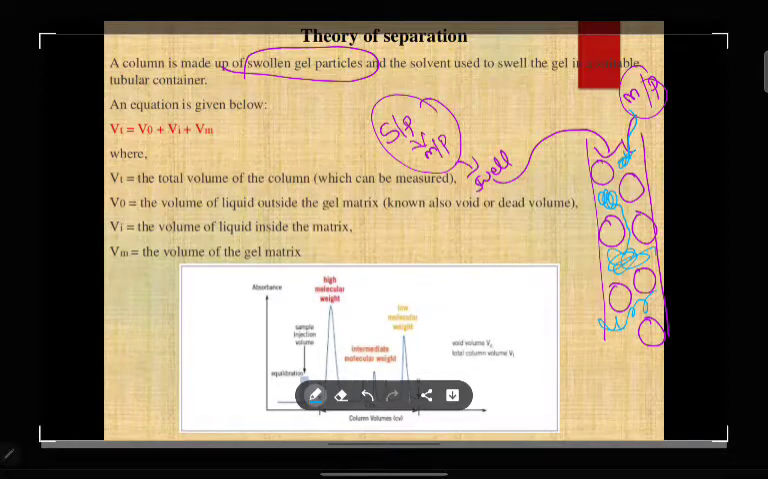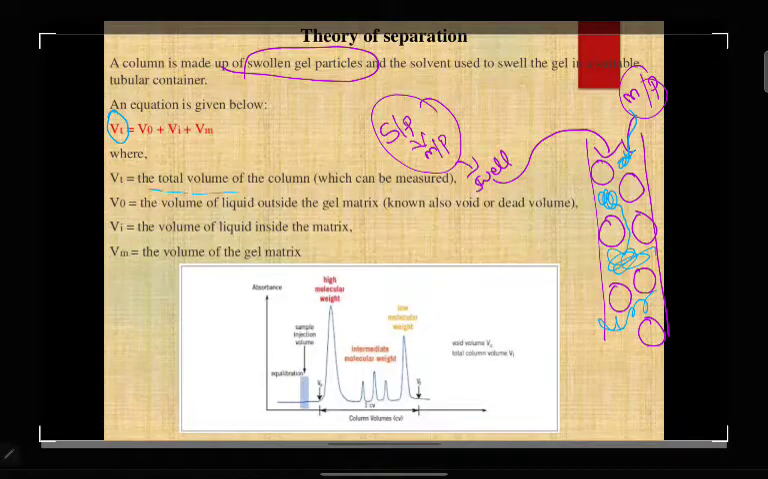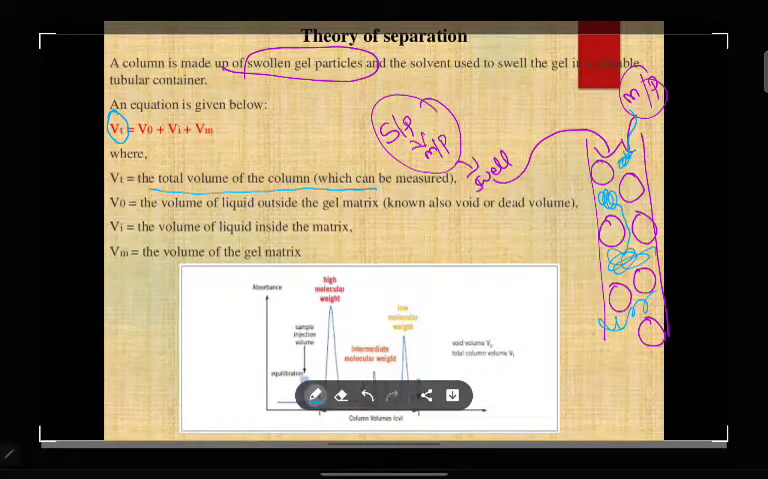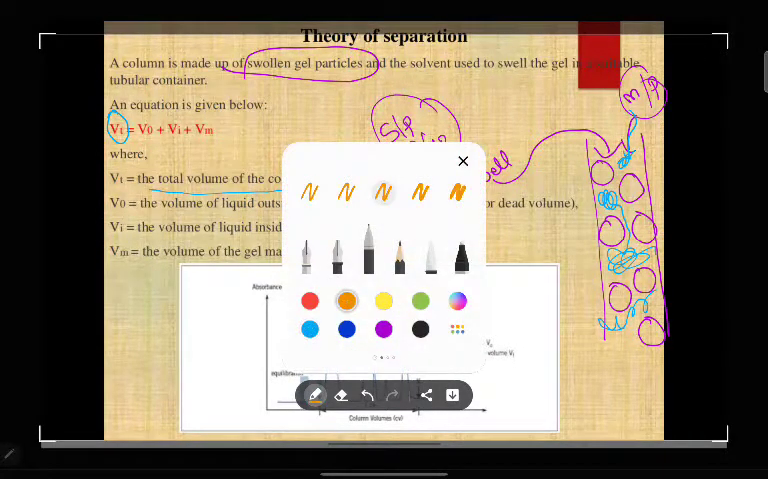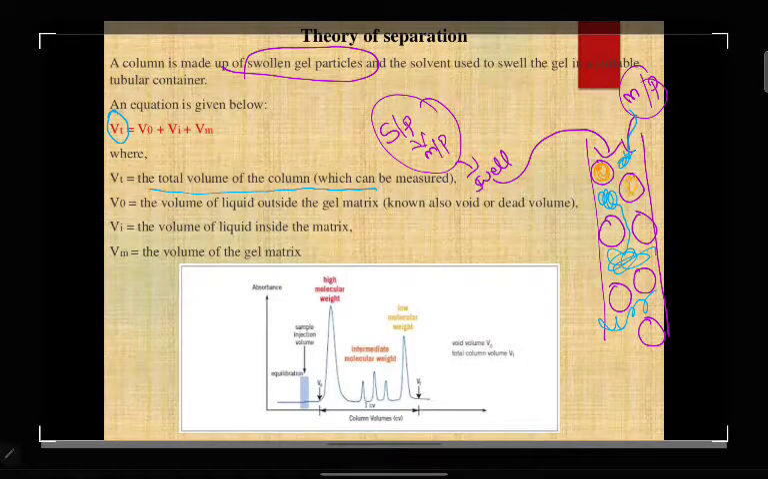Okay, now the total volume of your column is called VT. VT means the total volume of the column, which equals the sum of V0 plus Vi plus Vm. What is meant by V0? V0 means the volume of liquid outside the gel. You see, this is gel, this is gel, this one also gel, this one also gel.